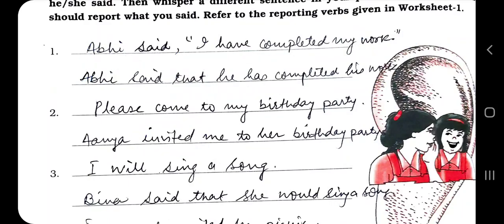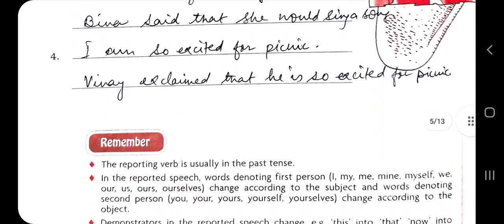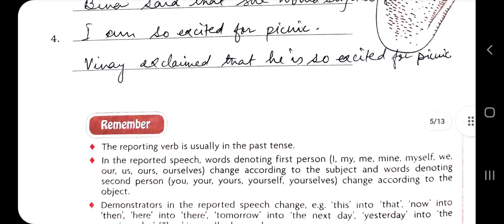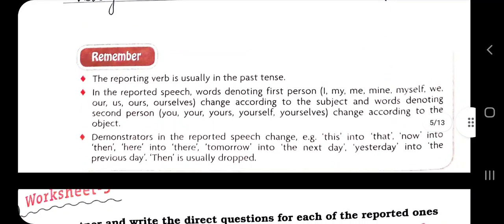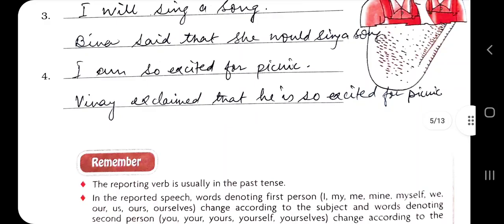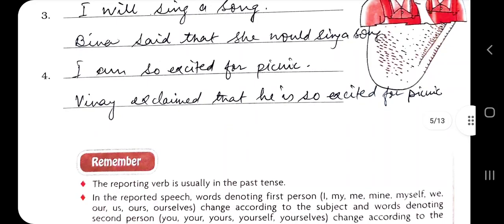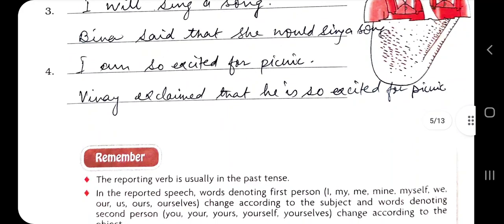So these you can do on your own. I am so excited for the picnic. Vinay exclaimed that he is so excited for the picnic. I have taken the name randomly, so you need not worry whose name it is. You can whisper some sentences in your friends' ears. Now you can do it on your own by whispering different sentences in your friends' ears.